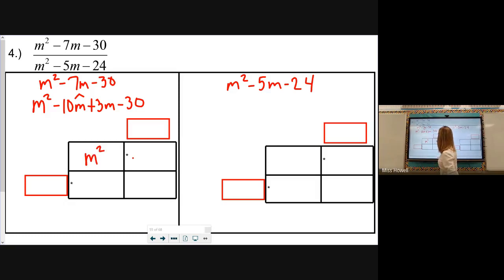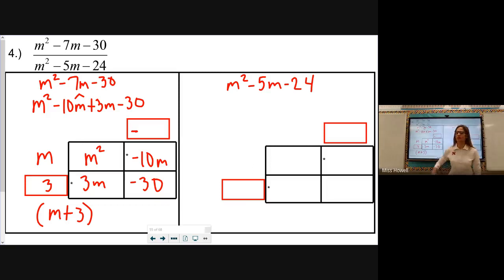All right, now we're ready for our chart here. M squared, negative 10m. Ooh, this guy's negative. I'm going to put that out there just to remind myself that one's got to be negative in the end. All right, top row, m squared and negative 10m both share an m. Bottom row here, 3m and negative 30 both share a 3. So one of our factors here is an m plus 3.